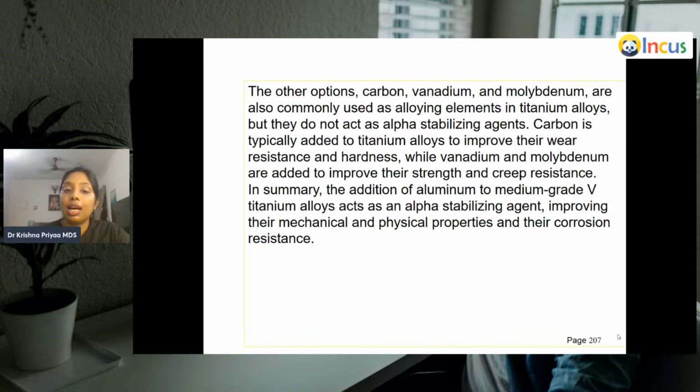For example, carbon is added to increase the wear resistance and hardness. So as we all know, carbon is for hardness, right? Vanadium and molybdenum are added to increase the strength and creep resistance. Molybdenum, always remember, associate with creep resistance, and therefore aluminum is mainly used as an alpha stabilizer, that is for ductility improvement, right? Just keep this in mind. Which element is used for what purpose?